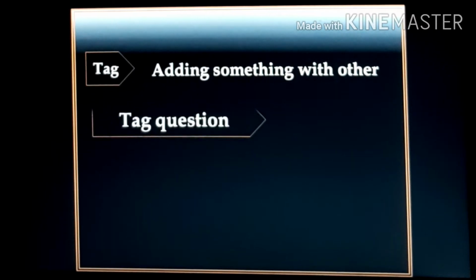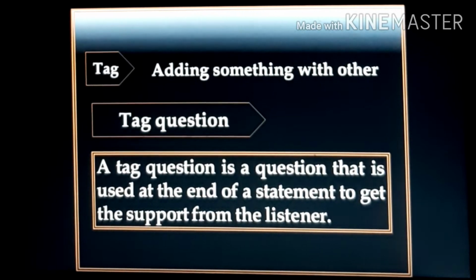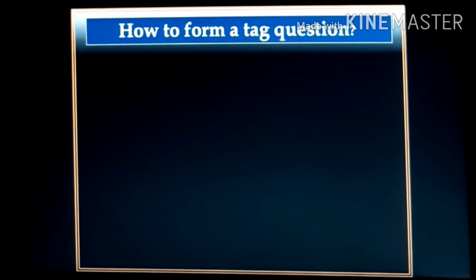Tag means adding something with others. Tag question: a tag question is a question that is used at the end of a statement to get support from the listener. How to form a tag question?